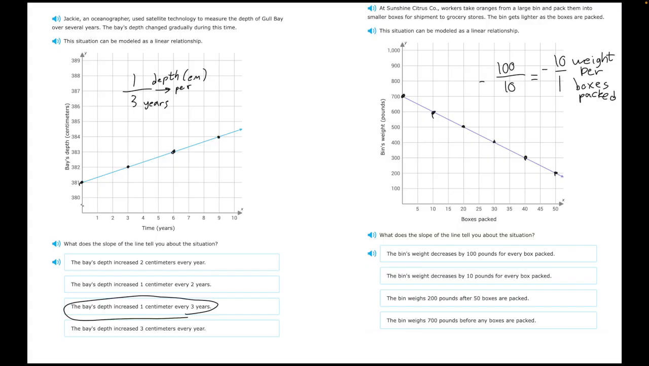Secondly, you need to reduce that. It reduces to negative 10 over 1. And now we can answer the question, okay? The bin's weight is decreasing by 10 pounds for every 1 box that is packed. Okay, so the bin's weight decreases by 10 pounds for every box, or every 1 box, that is packed.